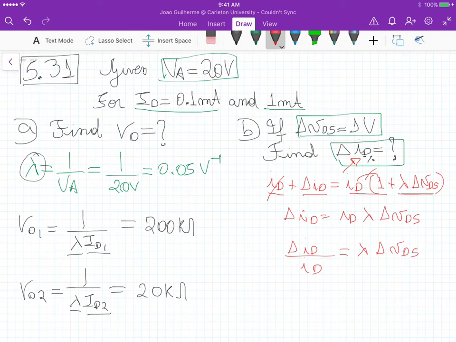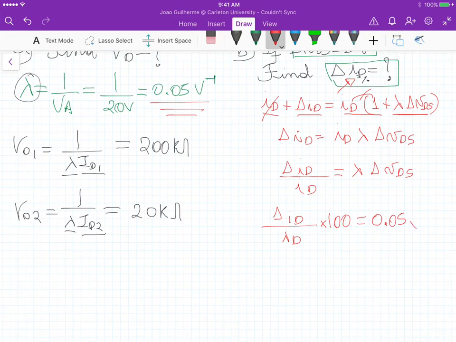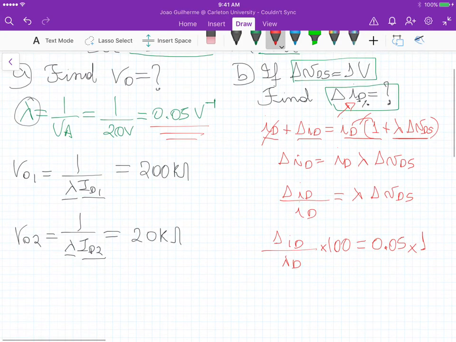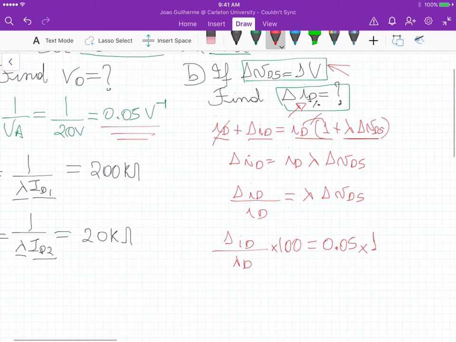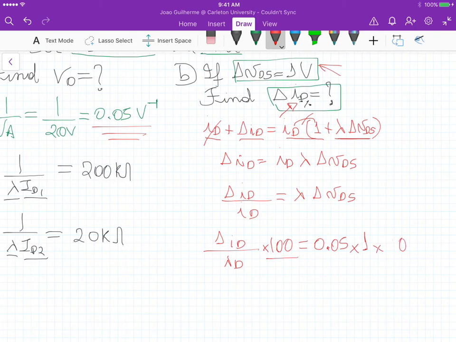And in our case, because lambda is the same in both conditions, right? The early voltage is the same. This delta ID divided by ID, we can multiply by 100 to get a percentage. It's equal to 0.05 times 1, that's the change in VDS. And because I multiply by 100 here, I'll multiply by 100 on the right hand side too. And this gives us a delta ID percentage that's equal to 5%.